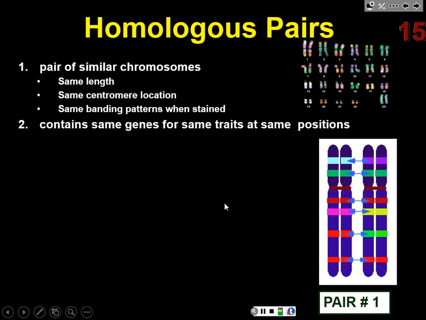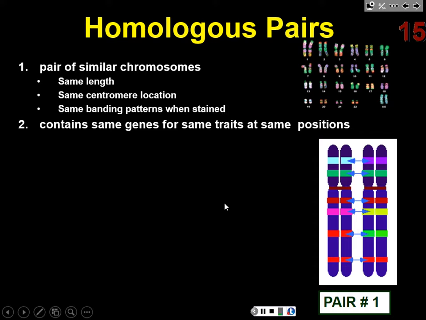So your dad's chromosome number 1, the one he gave you, and your mom's chromosome number 1, the one she gave you, are going to have the gene for eye color in the exact same place. Okay? So the same genes for the same traits in the same place. Okay? Now chromosome pair number 2 would not have that gene. Every pair of chromosomes has a unique set of genes.